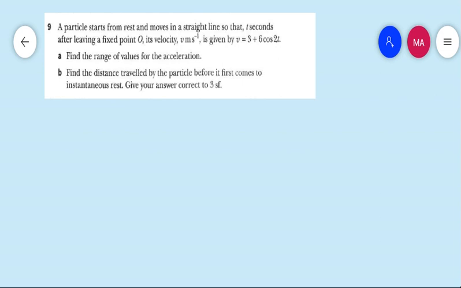Question number 9. A particle starts from rest and moves in a straight line so that t seconds after leaving a fixed point O, its velocity v meters per second is given by v = 3 + 6 cos 2t. Part A. Find the range of values for the acceleration. So we have to find the values of range for acceleration.